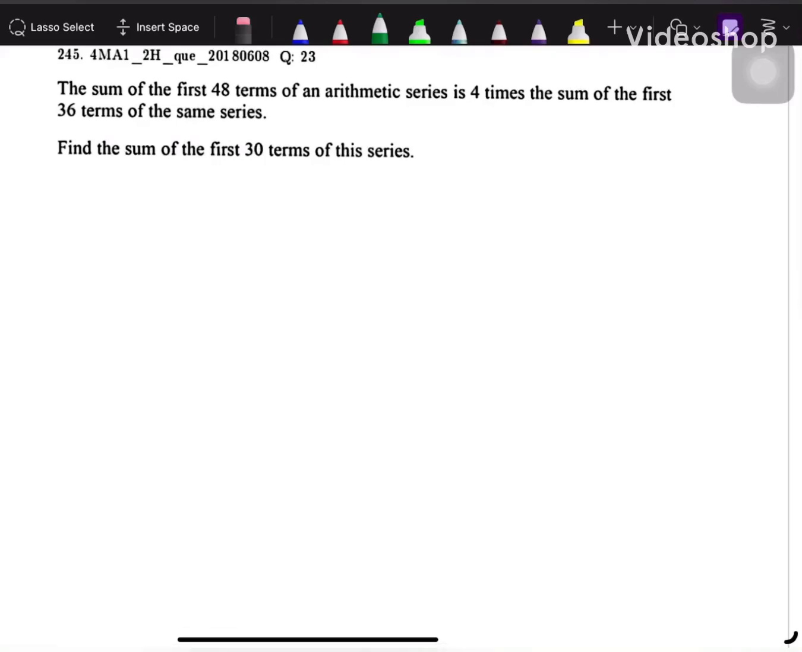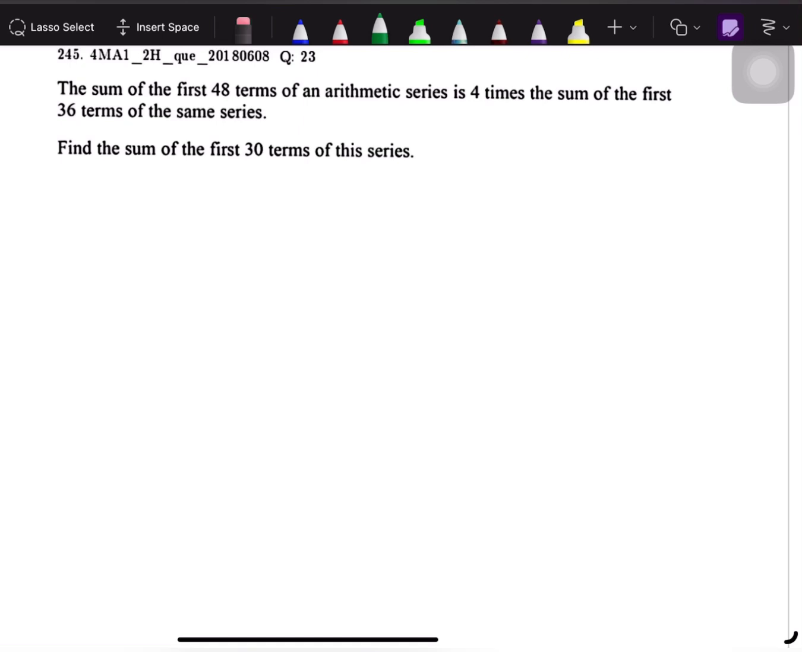Okay, so here we are going to solve one of the questions of the 2018 paper, and it's from MA1 paper 2. The statement says that the sum of the first 48 terms of an arithmetic series is 4 times the sum of the first 36 terms of the same series, and we are supposed to find out the sum of the first 30 terms of the series.